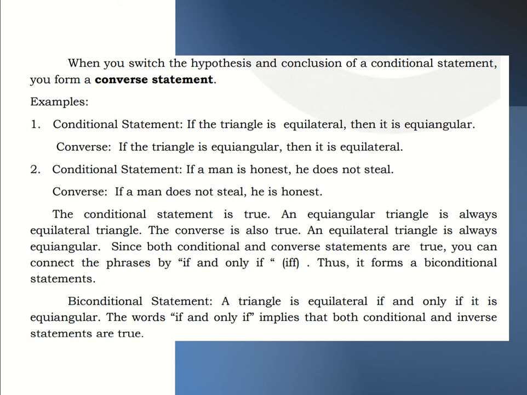So, ganito po yon. Nag-start tayo sa conditional statement, sa converse, kapag parehas true. Ulitin ko, true yung conditional mo, true yung converse mo, pwede ka nang gumawa ng biconditional statement. Ang biconditional statement ay ginagawa lamang kapag parehas true ang conditional tsaka converse mo. Pero kung hindi parehas true yan, hindi ka pwedeng gumawa ng biconditional statement. So, this will be your biconditional statement.